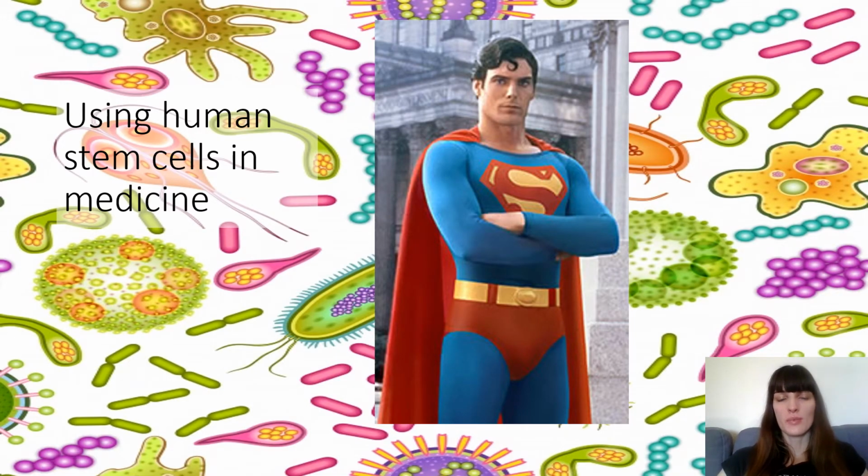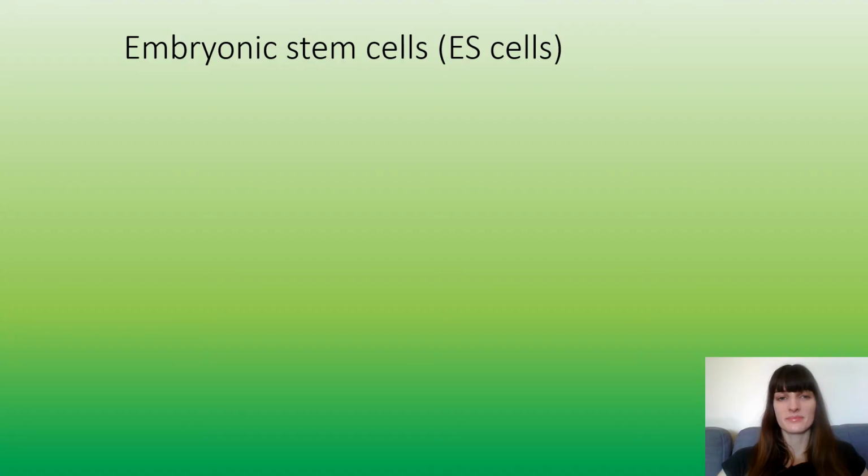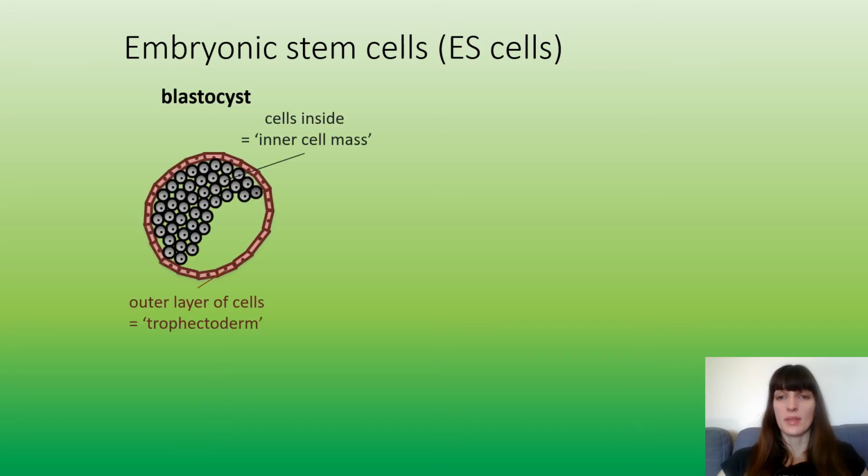There are a lot of arguments for and against using human stem cells in medicine. Embryonic stem cells are taken from inside the blastocyst, a very early stage embryo. The blastocyst is a ball of about 50 to 100 cells, and it's not yet implanted in the womb. It's made up of an outer layer of cells, a fluid-filled space, and a group of cells called the inner cell mass. Embryonic stem cells are found in the inner cell mass.